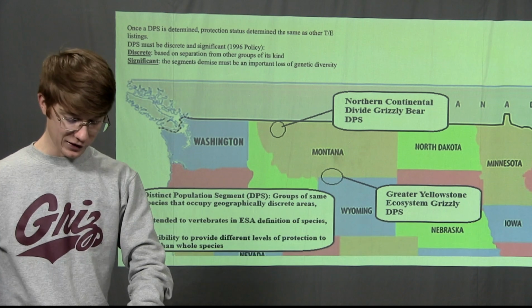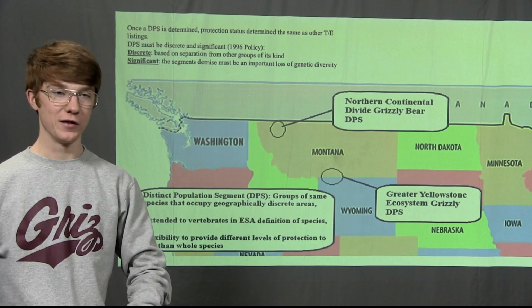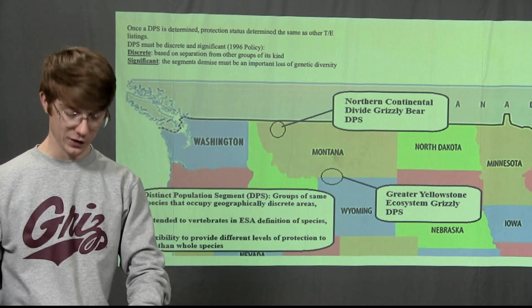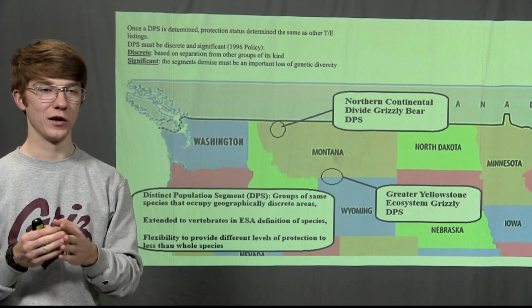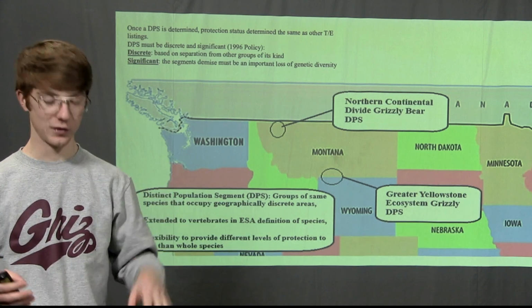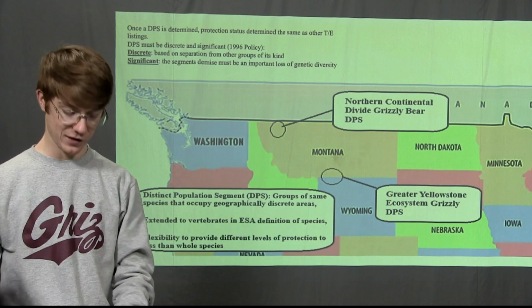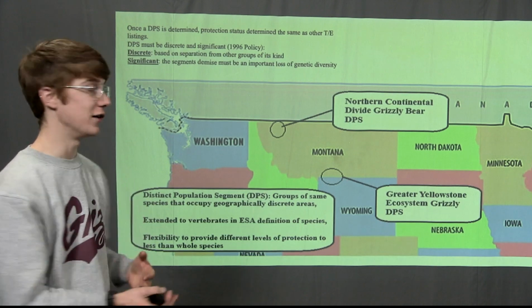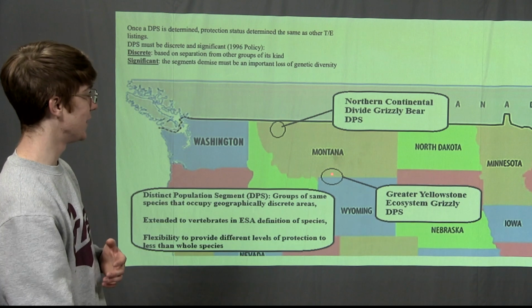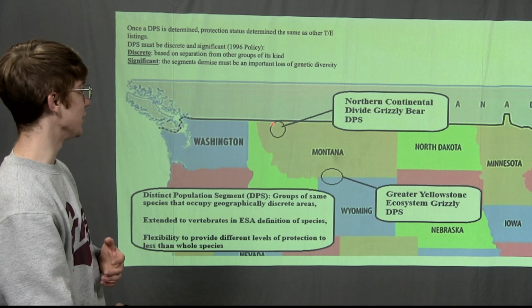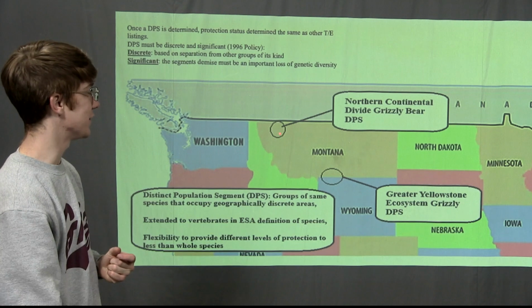But essentially, like I said, it gives flexibility to provide different levels of protection not just at the species level. They can go to the distinct population segment level, and so this would mean that they could potentially delist a distinct population segment here in the greater Yellowstone while still leaving these as listed.